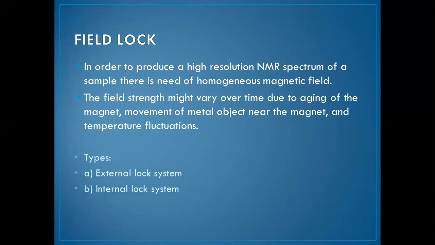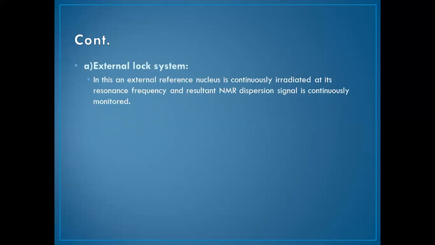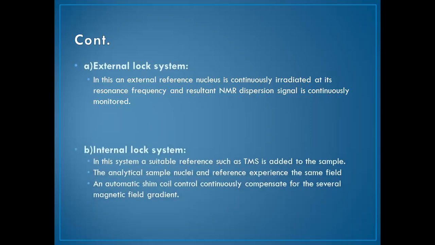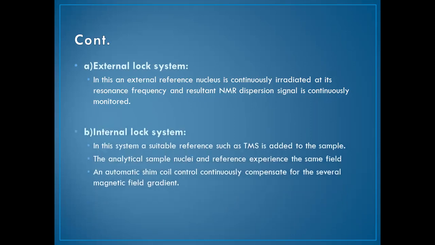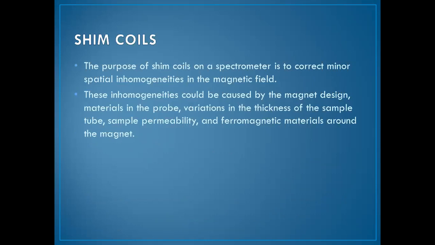So what is the external lock system? In this, an external reference nucleus is continuously irradiated at its resonant frequency and the resultant NMR dispersion signal is continuously monitored. Second is the internal lock system. In this system, a suitable reference such as tetramethylsilane is added to the sample. The analytical sample nuclei and reference experience the same field. An automatic shim coil control continuously compensates for the magnetic field gradient.